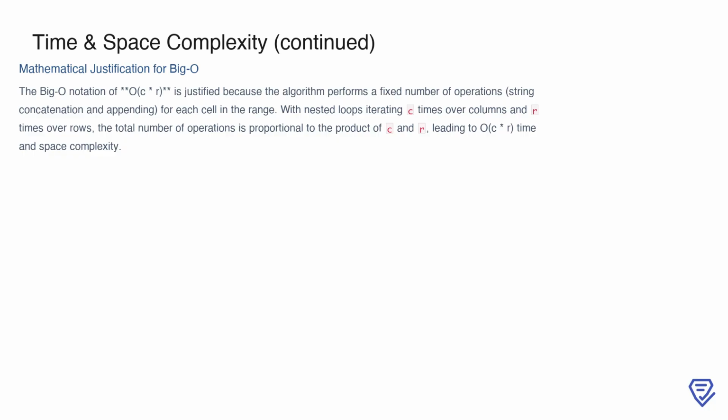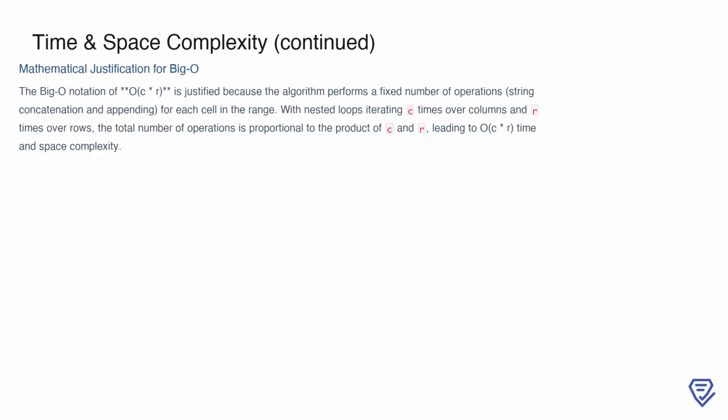Within each iteration, the operations performed, string concatenation and appending to the result list, are constant time operations. Since there are no additional layers of complexity beyond these loops, the time complexity is directly proportional to the product of C and R, resulting in O(C × R).